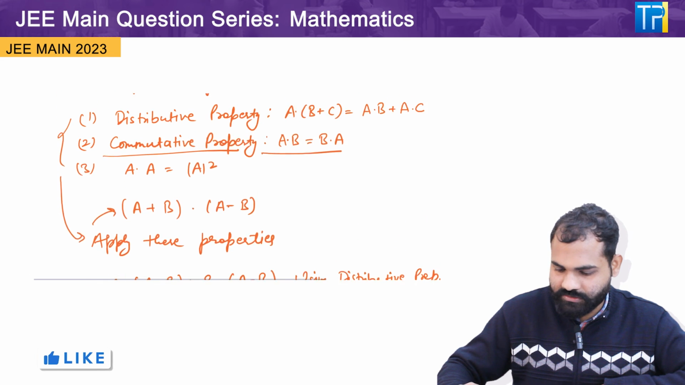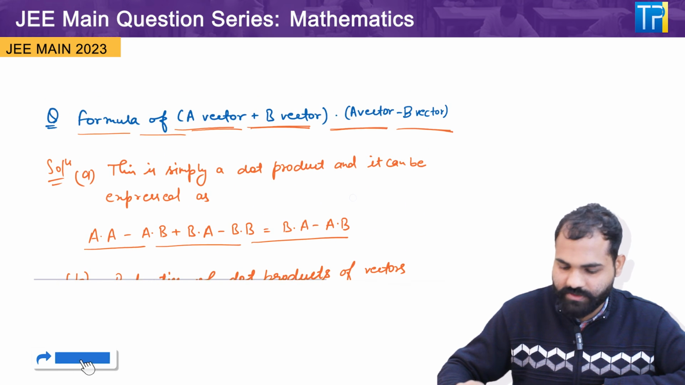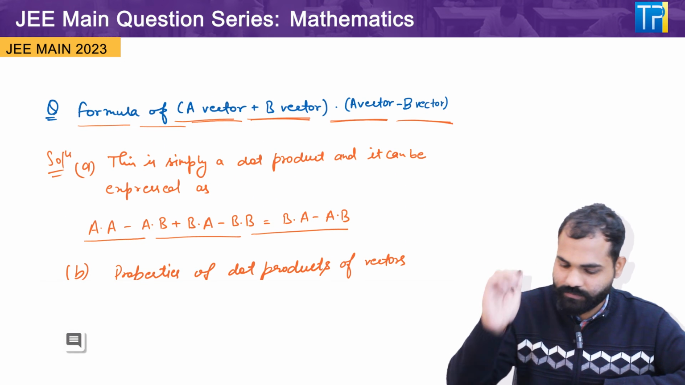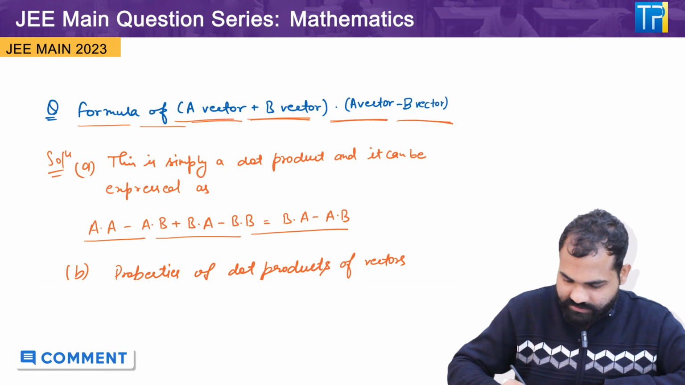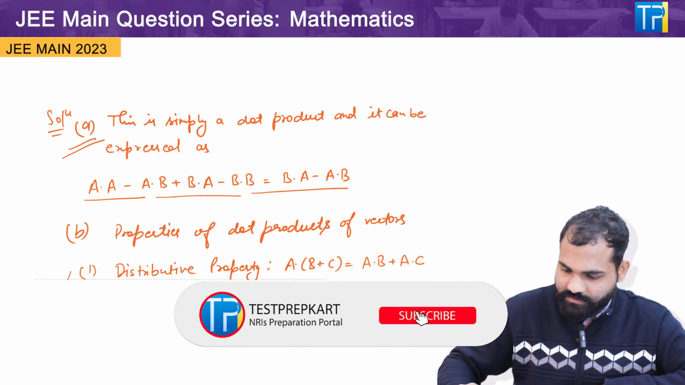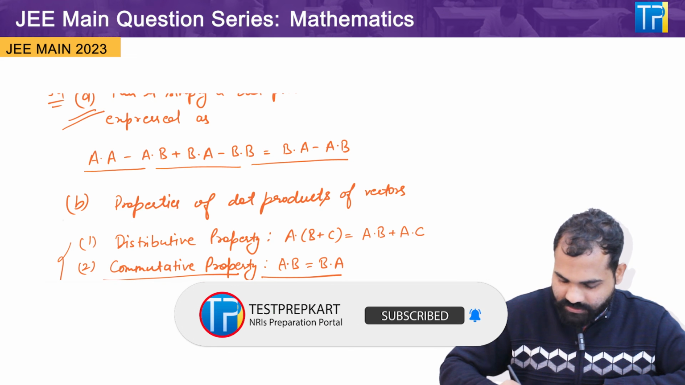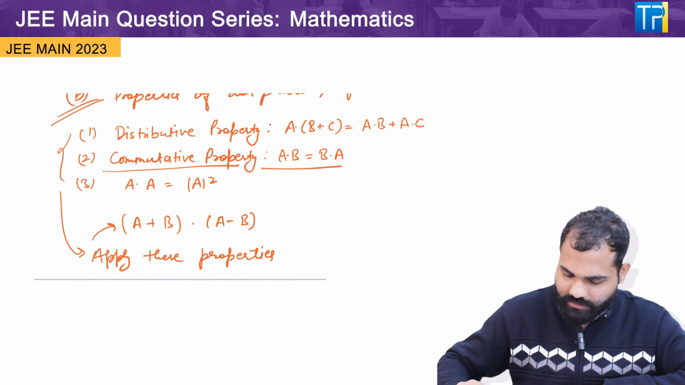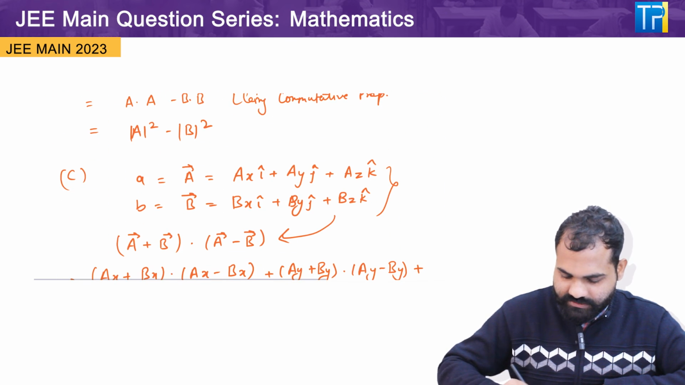So this is the third way that how you can solve this question, or we can say the formula of a vector plus b vector dot a vector minus b vector. So this is way A, that how you can derive this formula. This is way B, and this is way C.